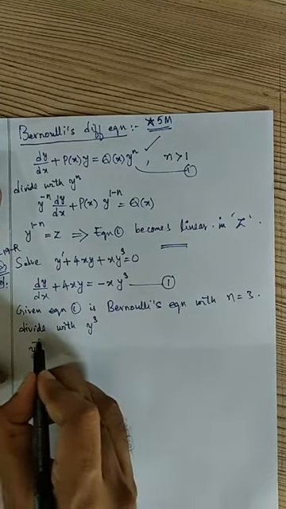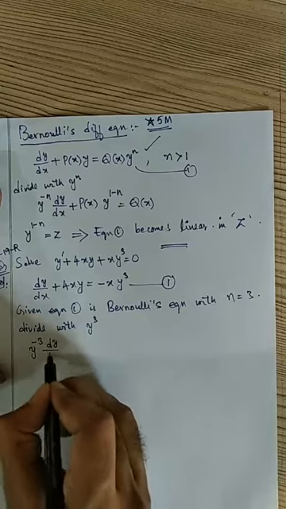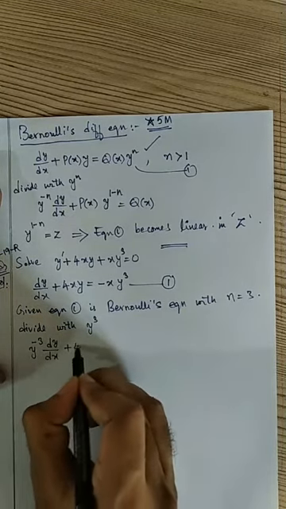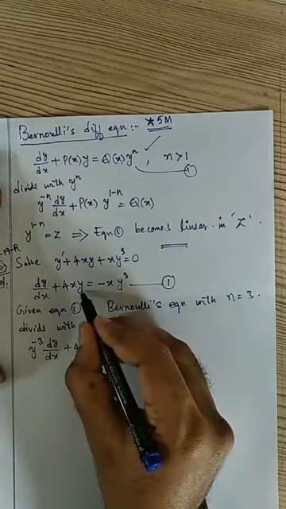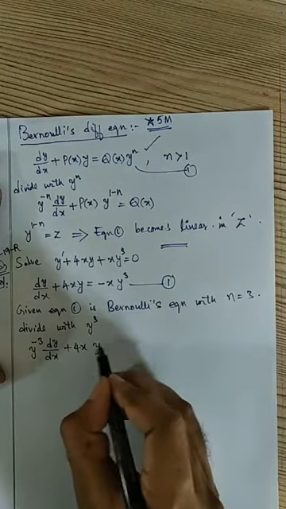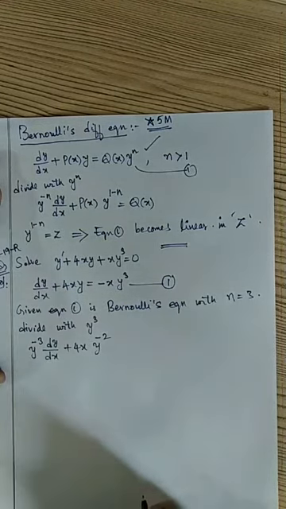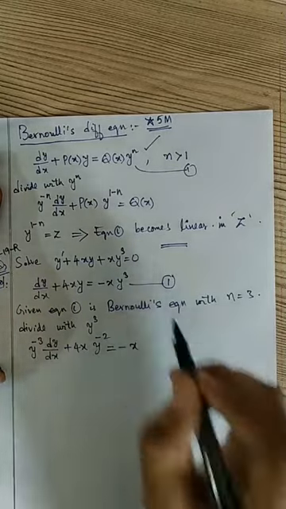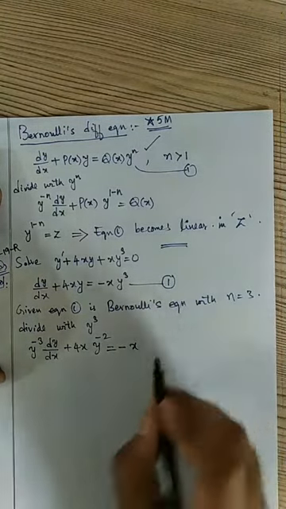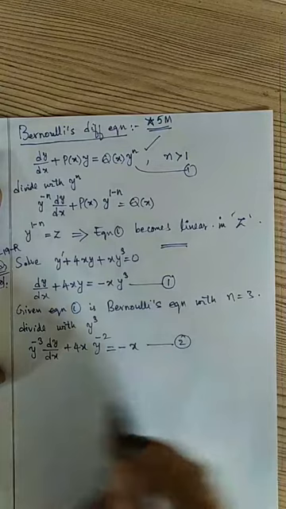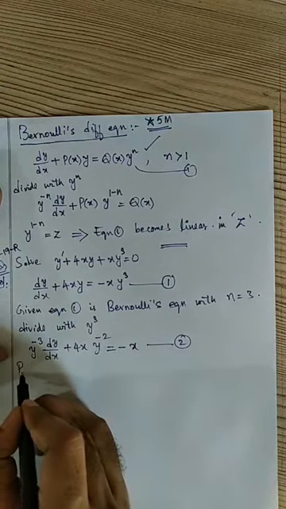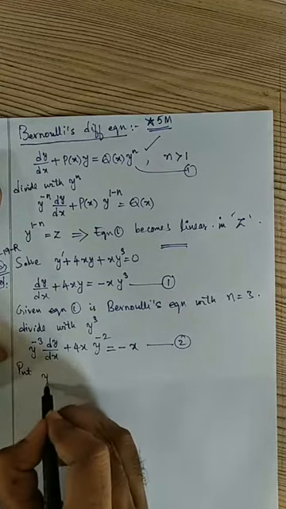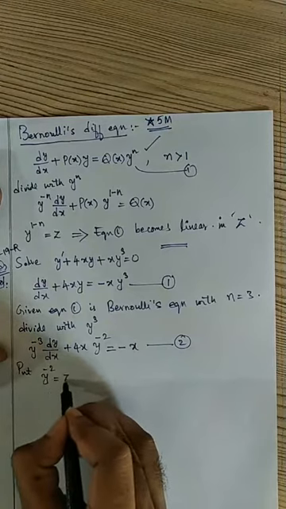y power minus 3 dy by dx plus 4x into, already y is there, y by y cube is nothing but y power minus 2, right, which is equal to minus x into y cube by y is 1. Now consider this equation as 2. Now take a substitution, put y power minus 2 equals to z.